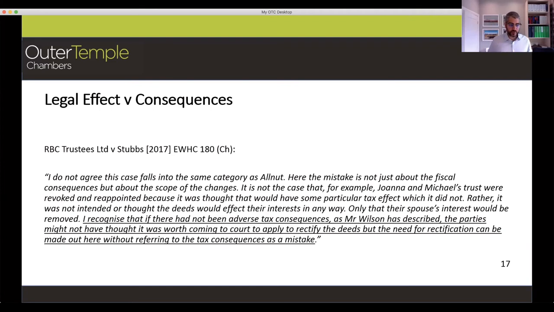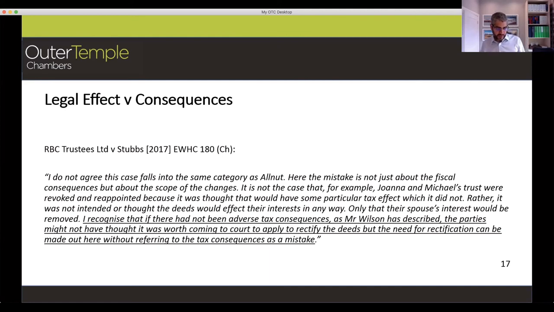And that concerned a settlement where there were successive life interests for a husband and wife, and the wife was getting divorced, and she asked for a deed of amendment which would remove her husband's beneficial life interest. The solicitor didn't simply remove the husband's life interest, but instead completely revoked the original appointment and made a new one that had a disastrous tax consequence.